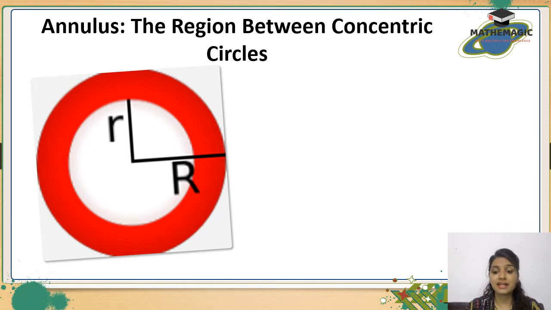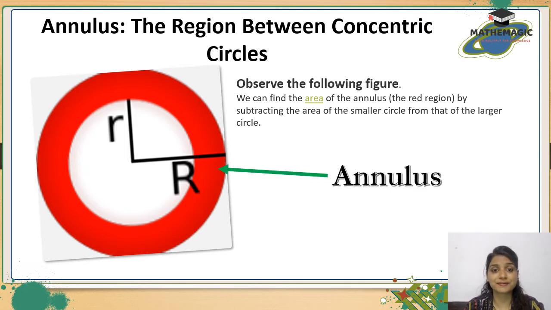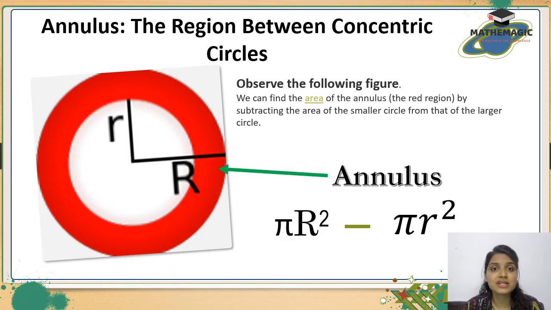Now the shaded part here is called the annulus. So we can see that there are two different radii. The first one is denoted by small r, and the second one is denoted by capital R. So if we subtract the small circle area from the area of the larger circle, then we can find the area for the annulus.